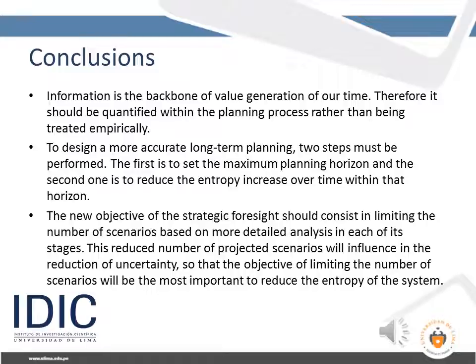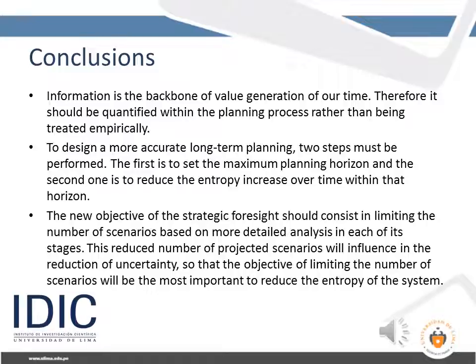The second one is to reduce entropy increase in that horizon. Entropy increase is the loss of information. So if we reduce this entropy, then we will lose less information and we will have more certainty about the future. So we can make more accurate foresight. To reduce the entropy, we have to limit the number of scenarios. We can do this with a more detailed analysis of each stage, and by reducing the number of projected scenarios, we will reduce uncertainty. Our plans will be more accurate, and we also can plan in longer terms of time.